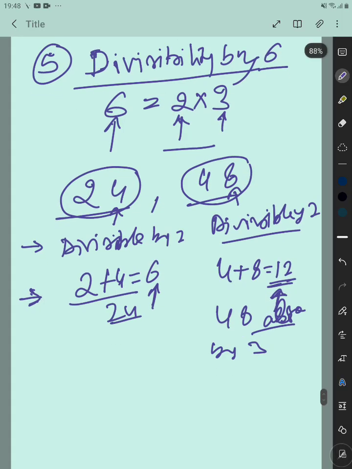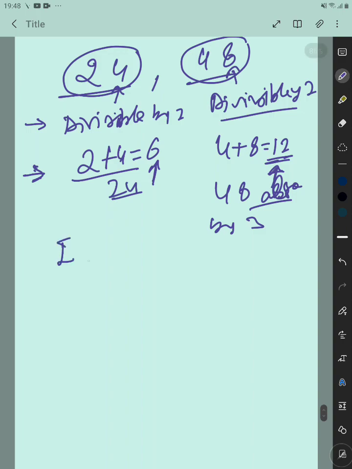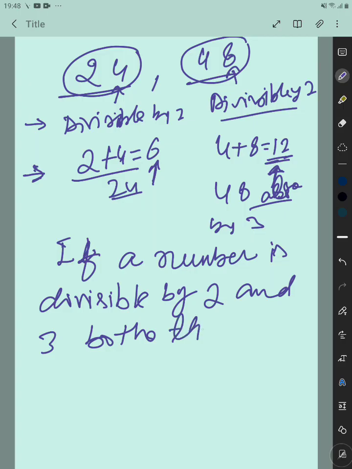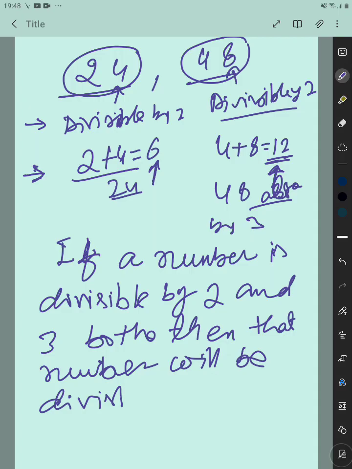So we can write as a conclusion: if a number is divisible by 2 and 3 both, then that number will be divisible by 6 also. So this is our conclusion.